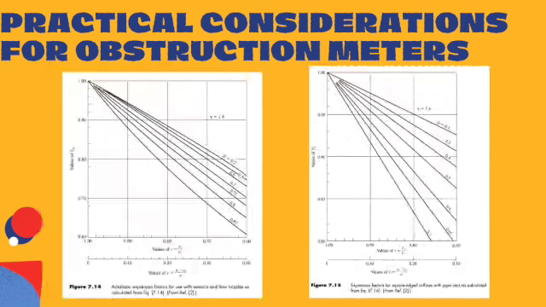Next, we have two graphics. The first one is adiabatic expansion factors for use with Venturis and flow nozzle, calculated from equation 7.14. The other one is expansion factor for a square edge orifice with pipe taps, as calculated from equation 7.16. So in the figure 7.14, there's a formula that was supposed to be there, but it's not. So I'm just gonna brief you on it.